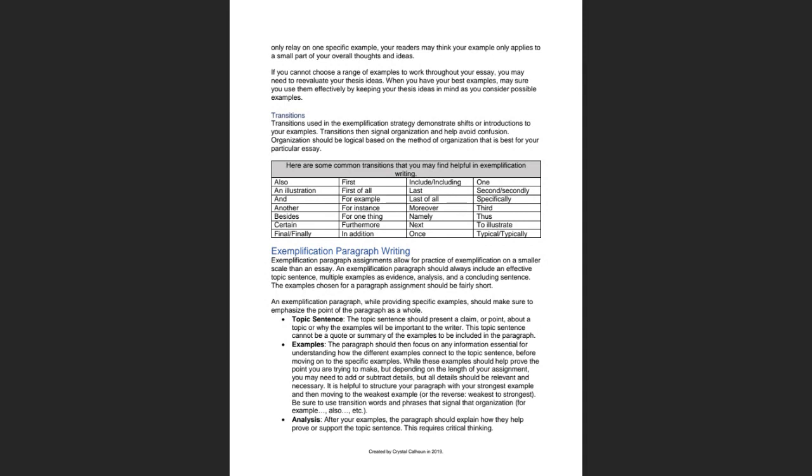Like the other strategies, we have a table of words that we can use in conjunction with that strategy that helps with transitions and that kind of thing. So here is the table. Also, first, include/including, one, an illustration, first of all, last, secondly, and, for example, last of all, specifically, another, for instance, moreover, third, besides, for one thing, namely, thus, certain, furthermore, next, to illustrate, final and finally, in addition, once, and typical and typically.